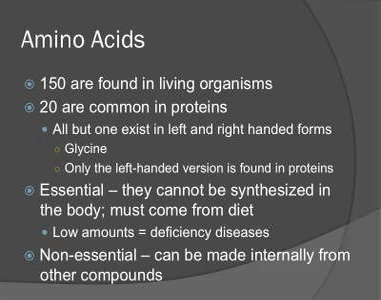So let's spend a little bit more time talking about amino acids. First of all, there are 150 amino acids found in living organisms, but really there are only 20 that are commonly found in proteins, and actually all but one exist in left and right-handed forms.